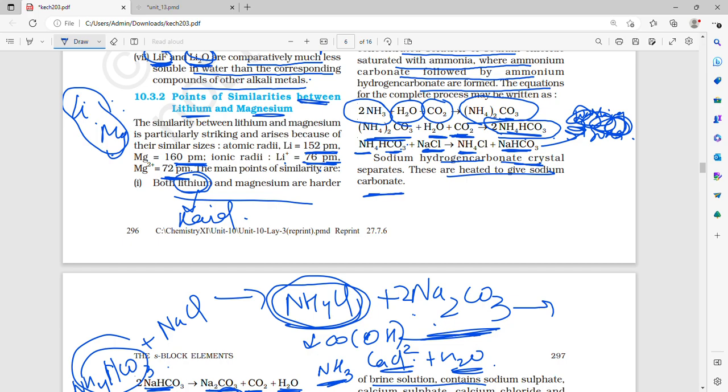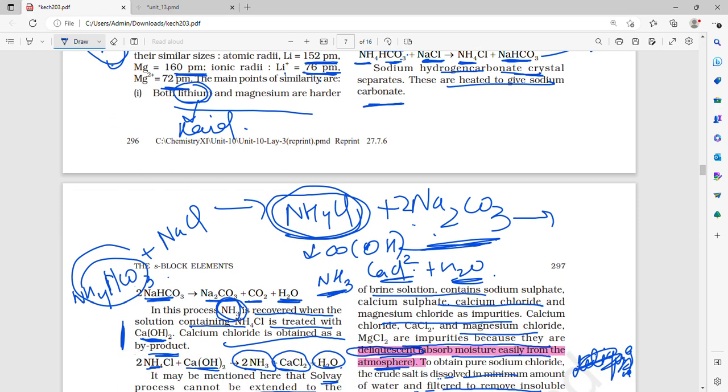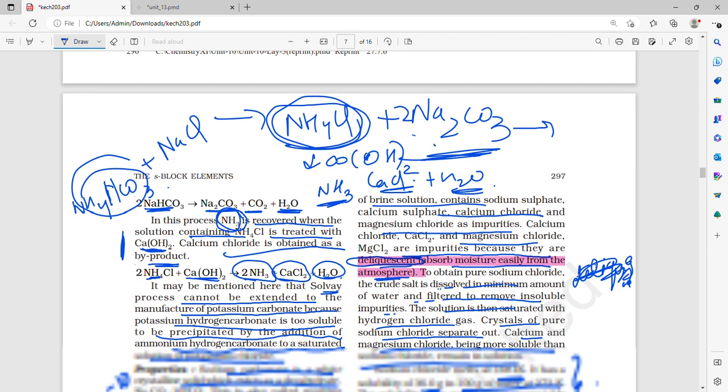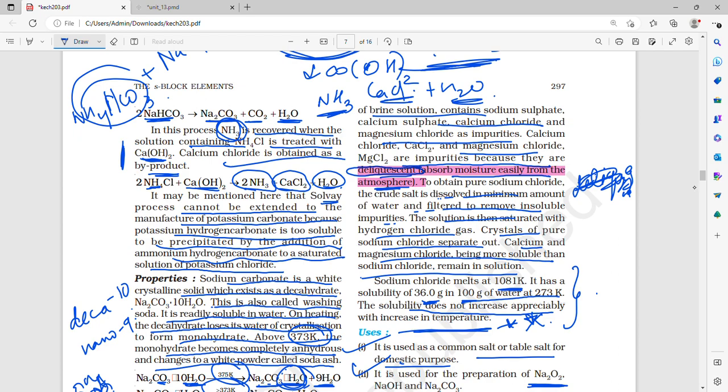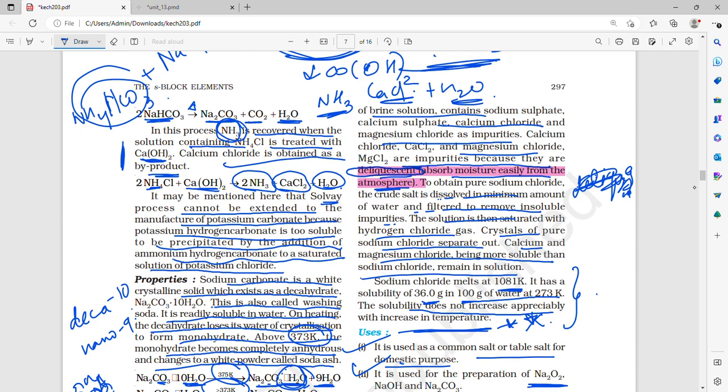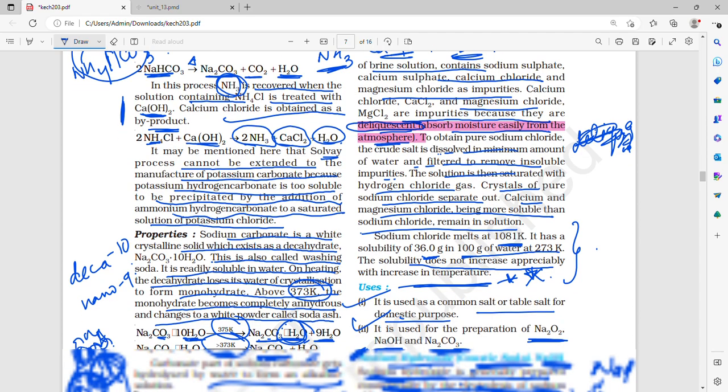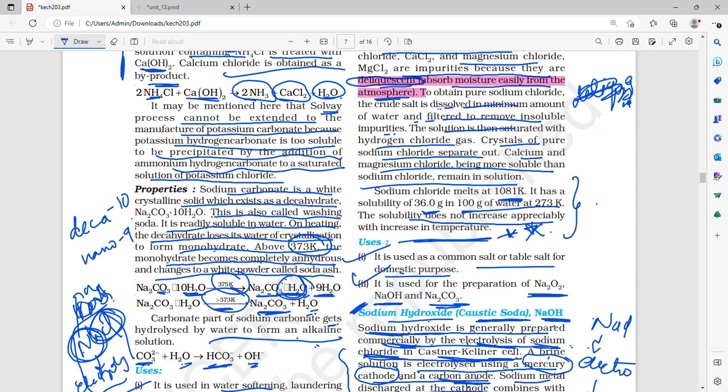You react it with sodium chloride to form ammonium chloride and sodium hydrogen carbonate. Then sodium hydrogen carbonate crystals separate, and these are heated to give sodium carbonate. So you take sodium hydrogen carbonate and heat it to form sodium carbonate, carbon dioxide and water. In this process, ammonia is recovered when the solution containing ammonium chloride is treated with calcium hydroxide. Then we get calcium chloride as a byproduct, and we get our ammonia back.